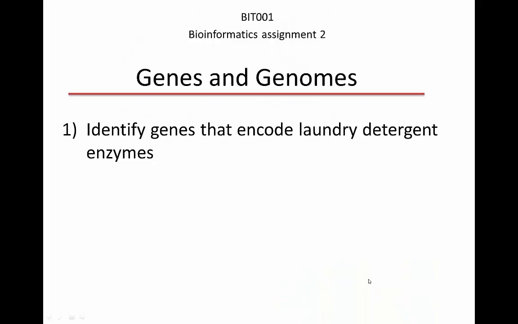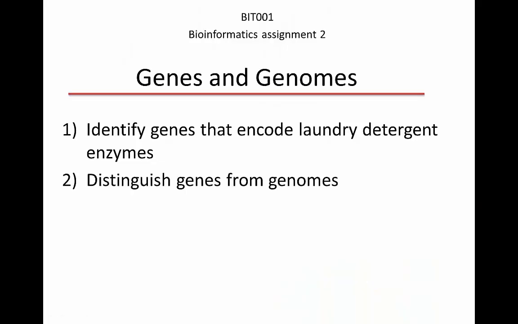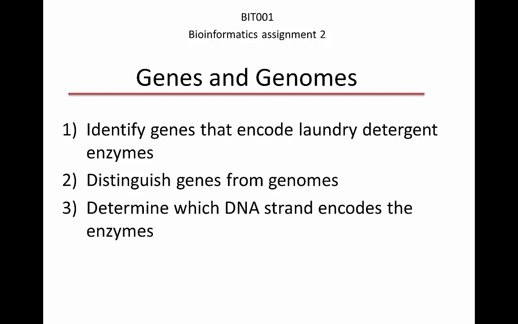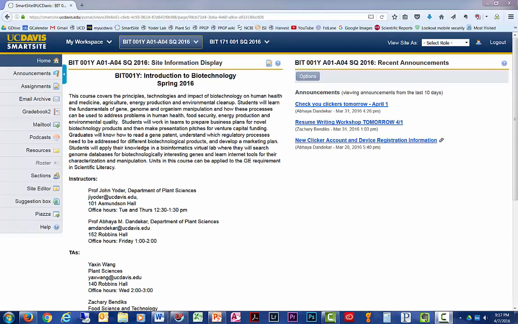The goals of this assignment are to look at the genes and the genomes that encode the proteins that you looked at last week. In particular, we want to identify genes that encode laundry detergent enzymes. We're going to distinguish genes from genomes, and we're going to determine which strand of the double-stranded helix encodes the enzymes. This assignment uses the same table you worked on last week, but there's been some new rows added.